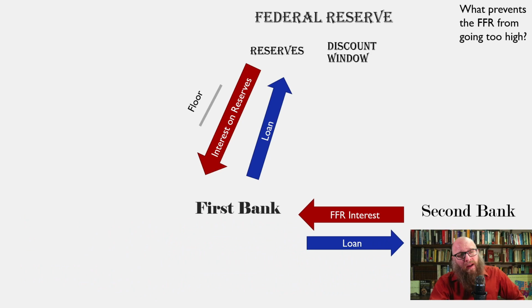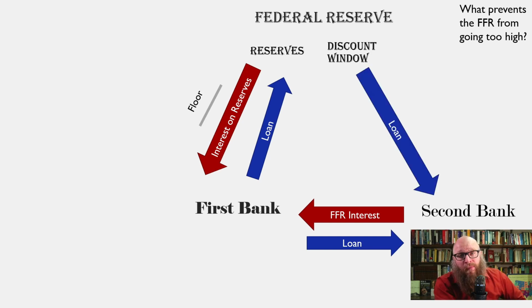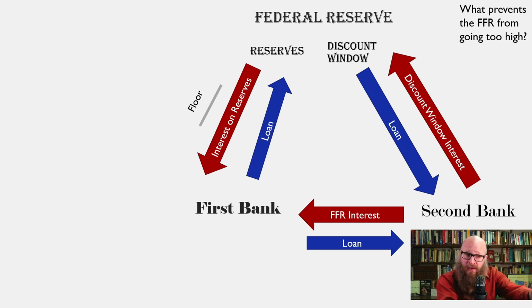Now, let's think about it from the second bank's perspective. They need a loan. Right now, they're getting a loan from the first bank and they have to pay the FFR. What if they could get a loan from the Fed through the discount window? Well, they'll have to pay an interest rate. We'll call that the discount window interest. And now they have 2 options. They can either get a loan from the Fed or they can get a loan from the first bank.